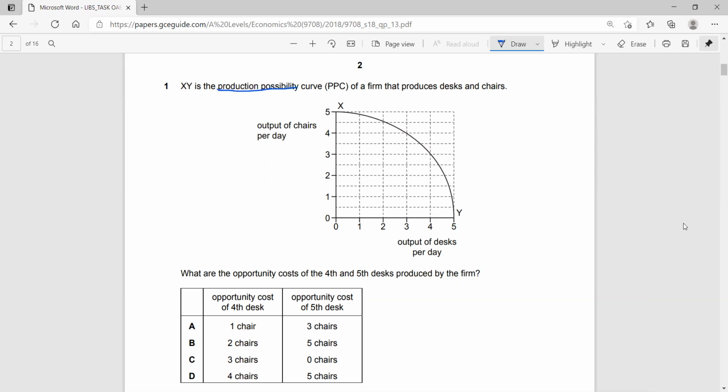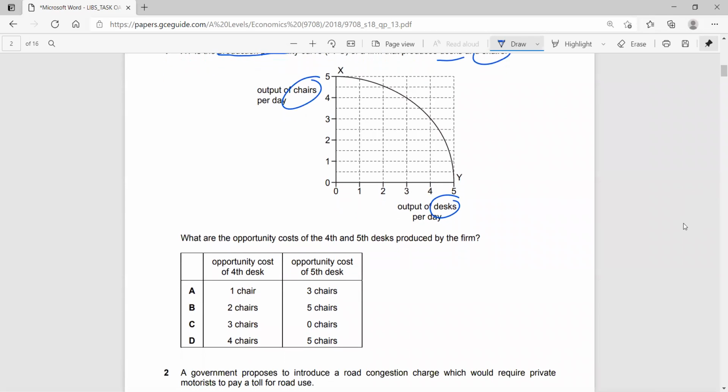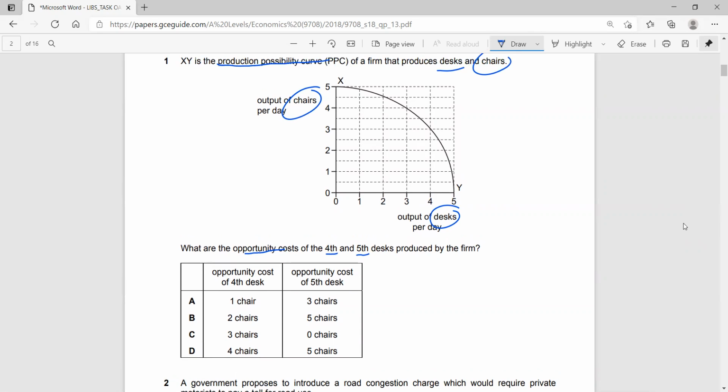So you have a PPC, and you have desks on the x-axis and chairs on the y-axis. And they've asked the opportunity costs of the fourth and the fifth desks produced by the firm. Now, the incorrect way of doing this is to just look at the opportunity cost of producing 4 desks. And that would be the 2 chairs you have to give up, which would then give you B, because there's only one option of 2 chairs. But B is the wrong answer.